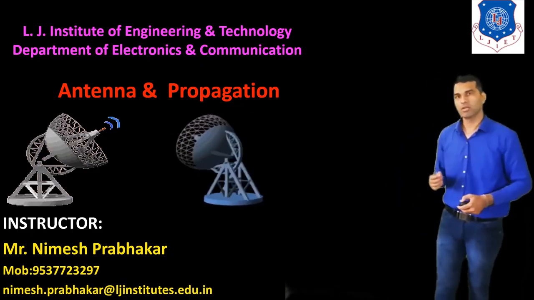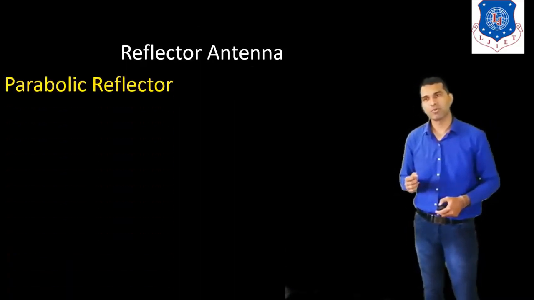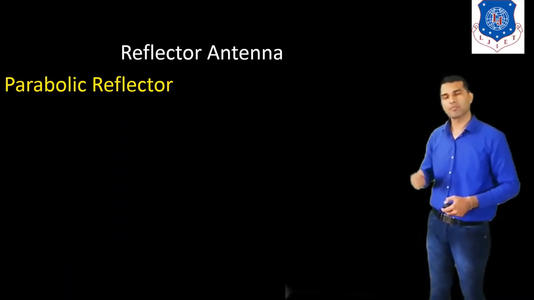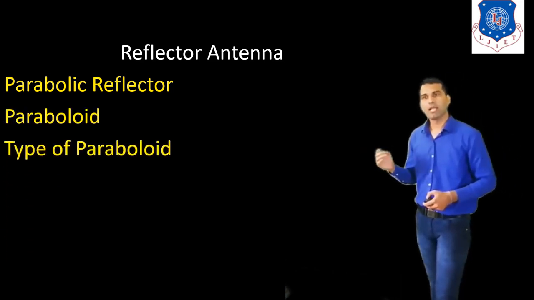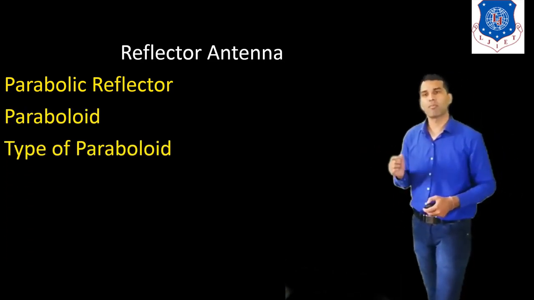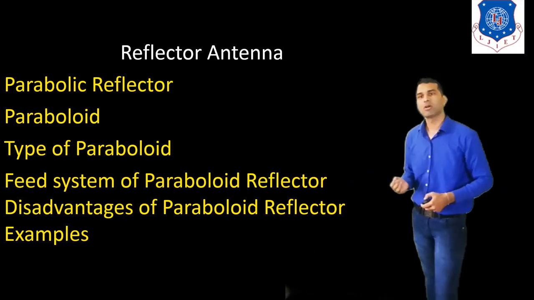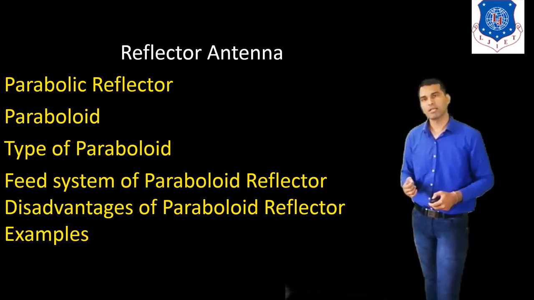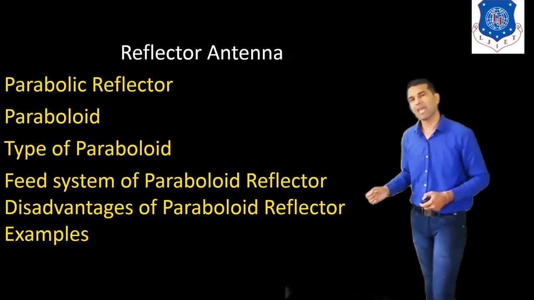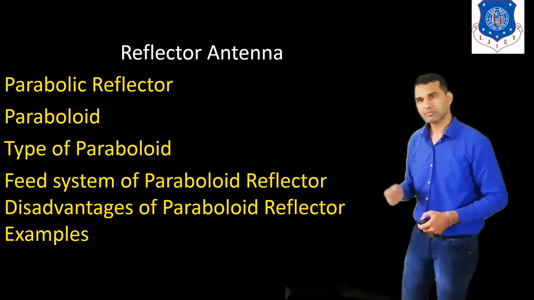Now we continue with reflector antenna, and in this lecture we discuss first the parabolic reflector, then the paraboloid, then the types of paraboloid, and lastly the feed system of the paraboloid reflector, the disadvantages of the parabolic reflector, and we calculate one example of the parabolic reflector antenna.